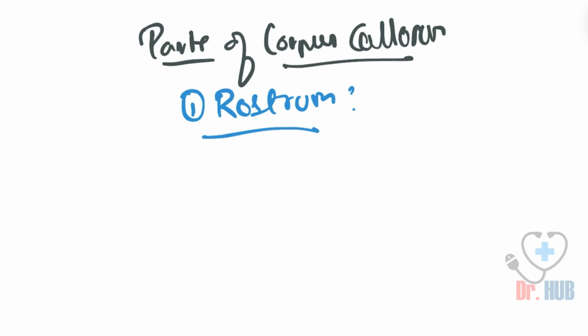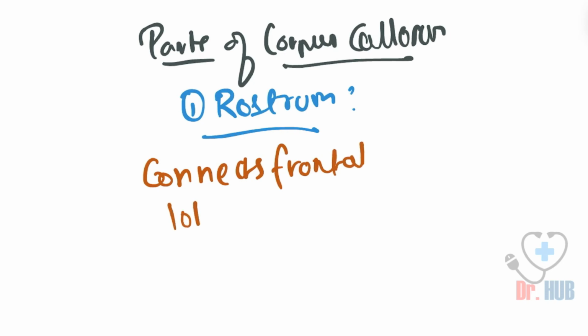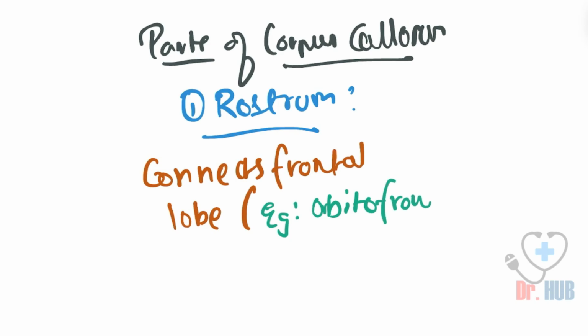What is the rostrum? The rostrum connects the frontal lobe. Here there is an example. What is the example? The example is the orbitofrontal cortex.